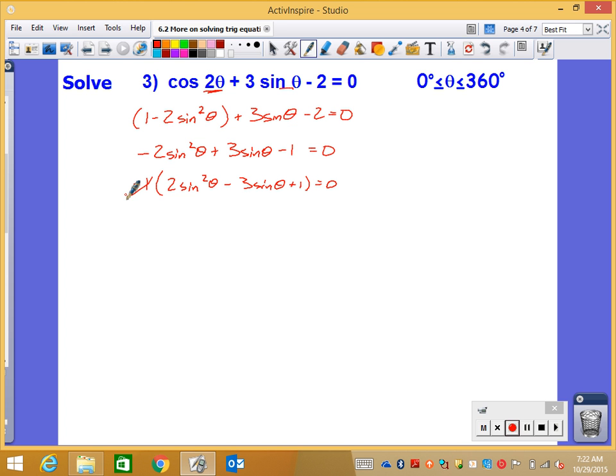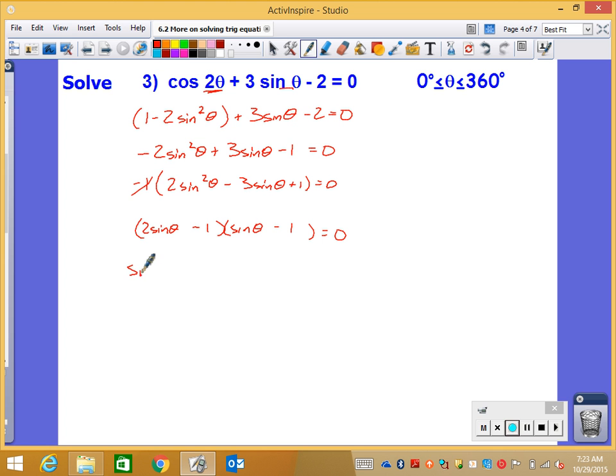And now I can factor whatever's left. I know that I'm going to have a 2 sine theta for one of them, and a sine theta for the second one. Now I have to have my last terms multiply to a positive 1 and add to a negative 3 when I incorporate my 2. So they either both have to be negative or both positive. Well, they're both negative 1s.